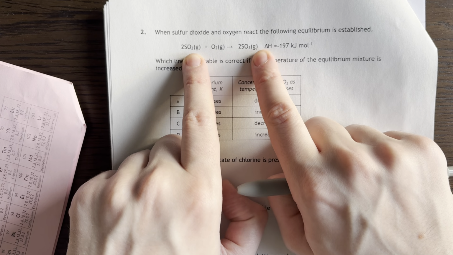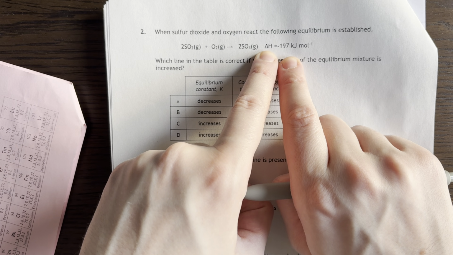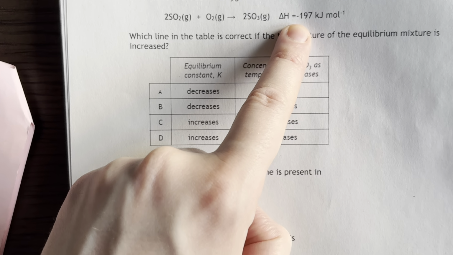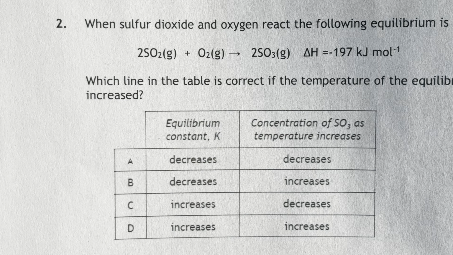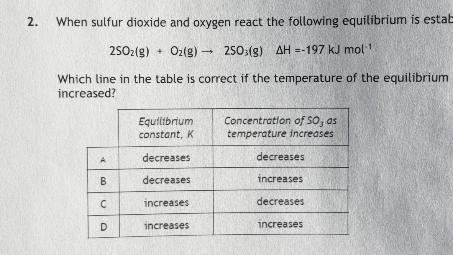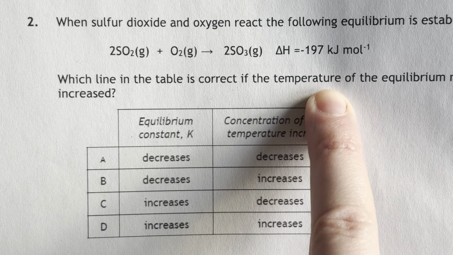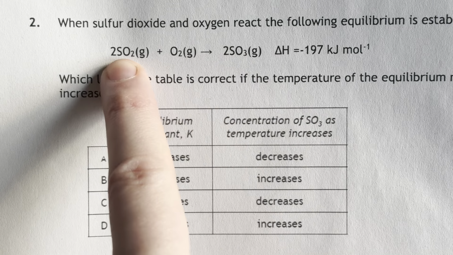Well, they're all gases, so it could ask us about pressure. There's a mole ratio. There's a delta H, which signifies if it's exo or endothermic. In this case, it's a negative symbol, so that means it's exothermic. So it could well ask about temperature at this point as well, which it does. But we'll read on. Which line in the table is correct if the temperature of the equilibrium mixture is increased? If I increase the temperature, I would be favouring an endothermic reaction, which this is not. So this reaction would start to go backwards.